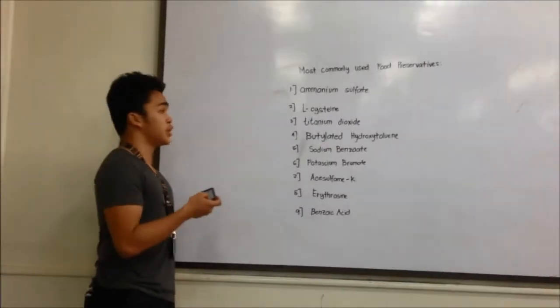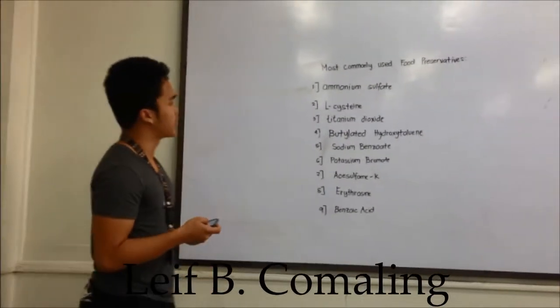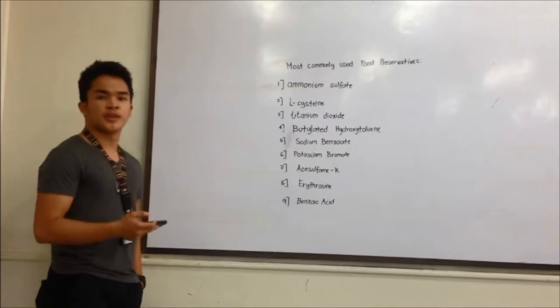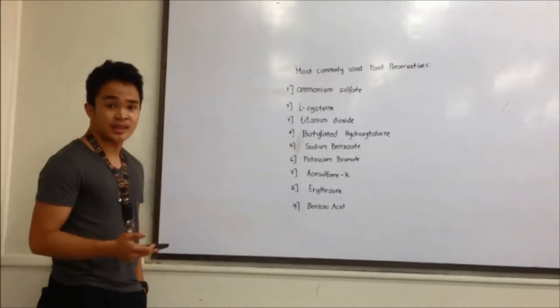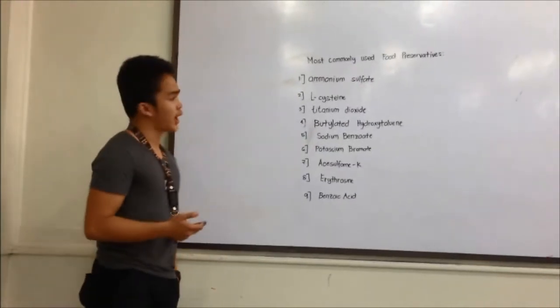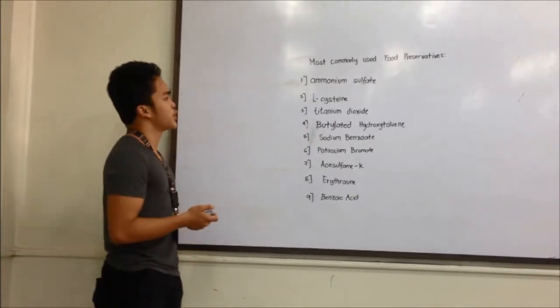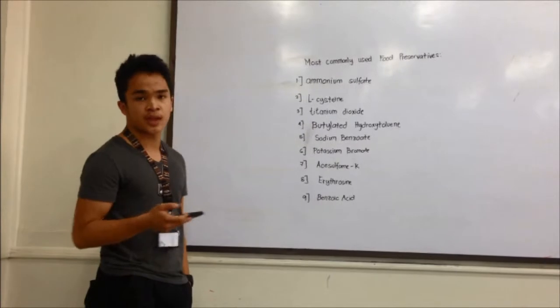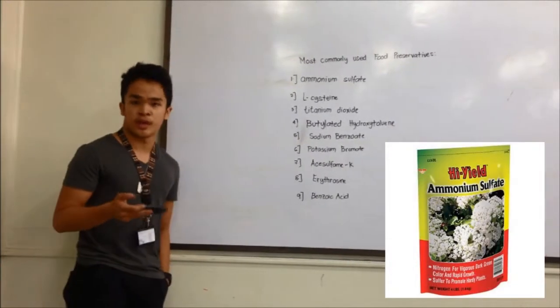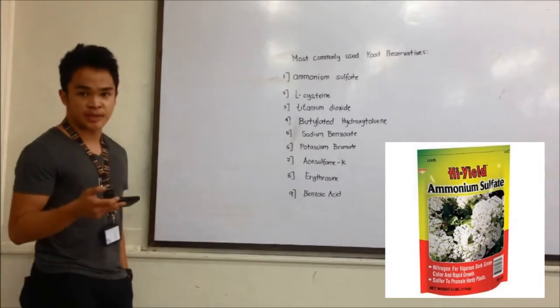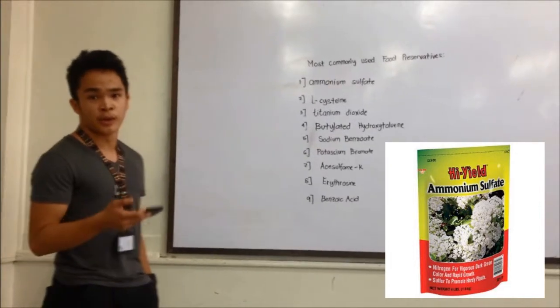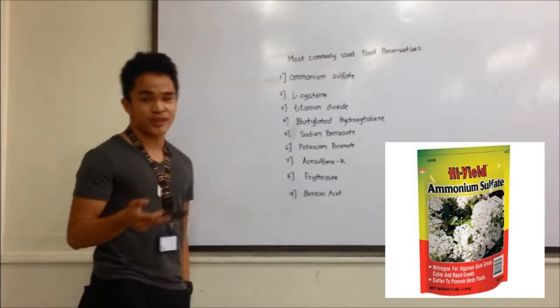These are the most commonly used chemicals used for food preservatives. Food preservatives are used to improve the quality and prolong the shelf life of the food. And here are the most commonly used chemicals for food preservation. The number one is ammonium sulfate. Ammonium sulfate can be found in bread. It makes the yeast happier, making the bread more fluffy.